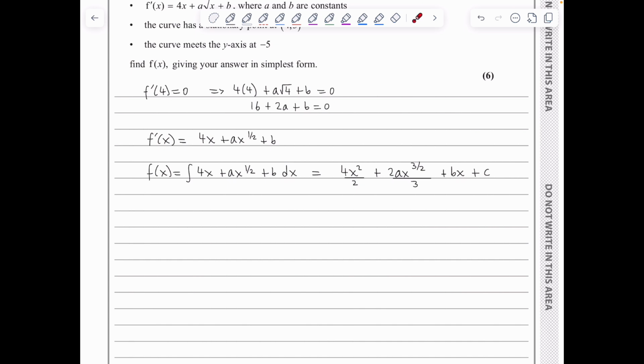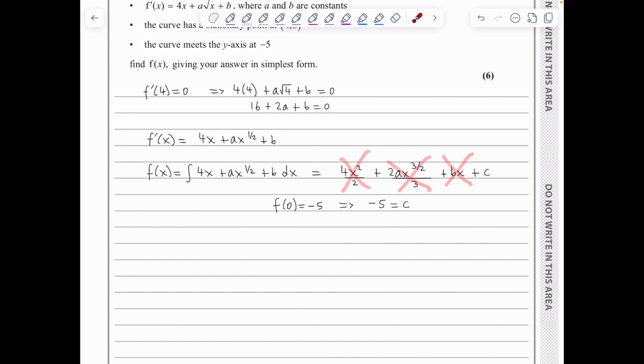And knowing that the curve meets the y-axis at negative 5, this means that f of 0 is negative 5, because the cut on the y-axis means that x is 0, leading to negative 5 being equal to c, because all of these terms will be 0 when I substitute x is 0.